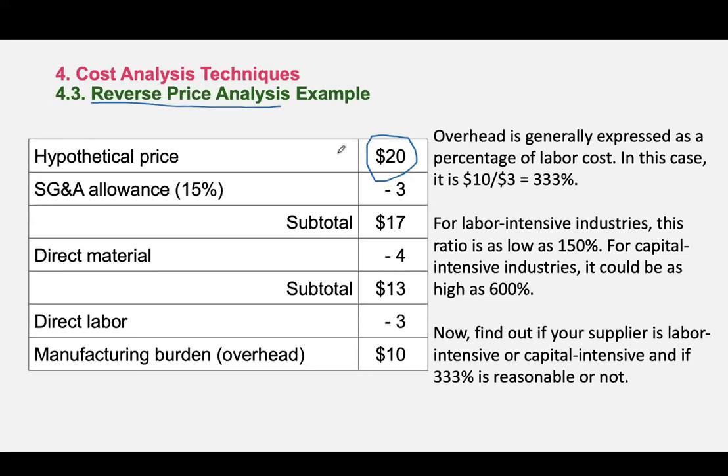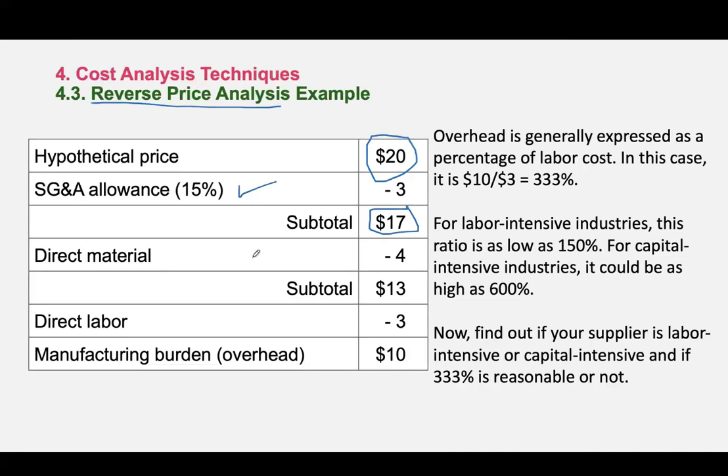You start with $20 and then you say, okay, normally services, sales, and general and administrative allowances, these types of costs, can be 15%. Okay, what is 15% of 20? That is 3. So you subtract 3 from 20 and that becomes 17. So you have subtracted one cost, which you can say is the cost of selling and administrative cost, etc.